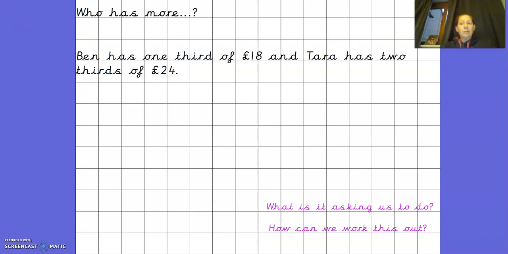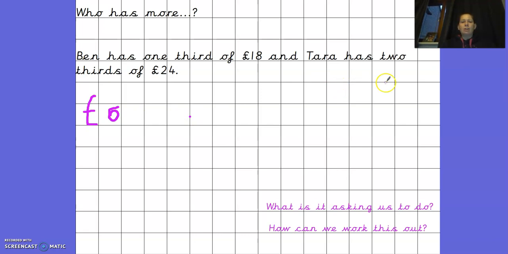Okay, this is quite a tricky one to work out. So Ben has 1/3 of 18 pounds. Just because it's pounds, it doesn't mean it's any different. It's still 18. We just need to remember to put the pound sign back at the end. So 1/3, so you draw your 3 squares, okay, and then share your 18 between them. So 1/3 of 18 pounds, here's our pound sign, is 6 pounds. So Ben has got 6 pounds.